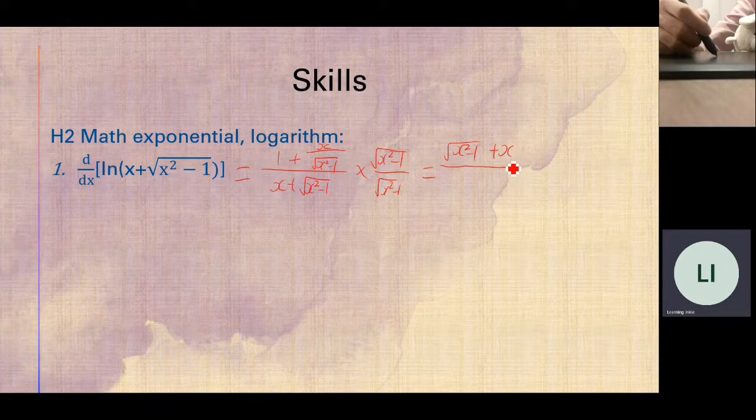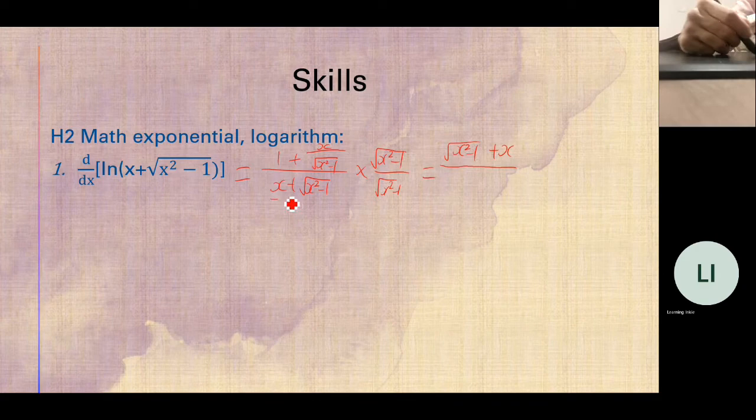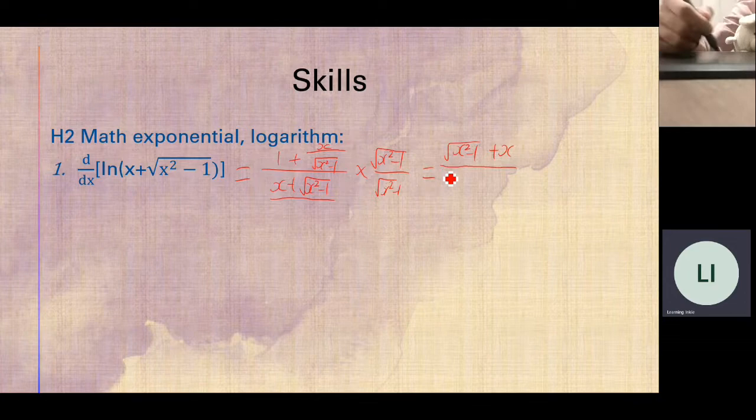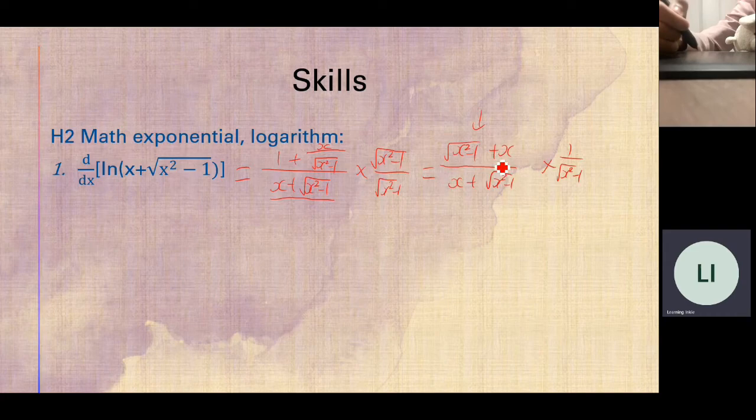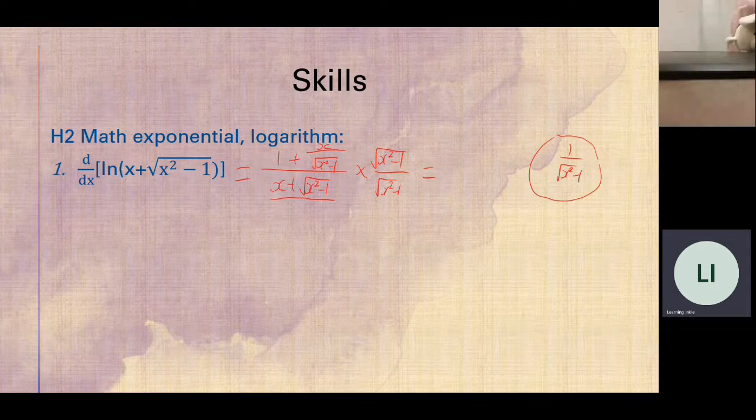You notice that the numerator here, after being multiplied by root x squared minus 1, gives you back the old denominator. Which means instead of multiplying root x squared minus 1 to the bottom as well, I'm going to leave it outside, because now you can simply let this equal 1. And then the derivative is simply 1 over root x squared minus 1.